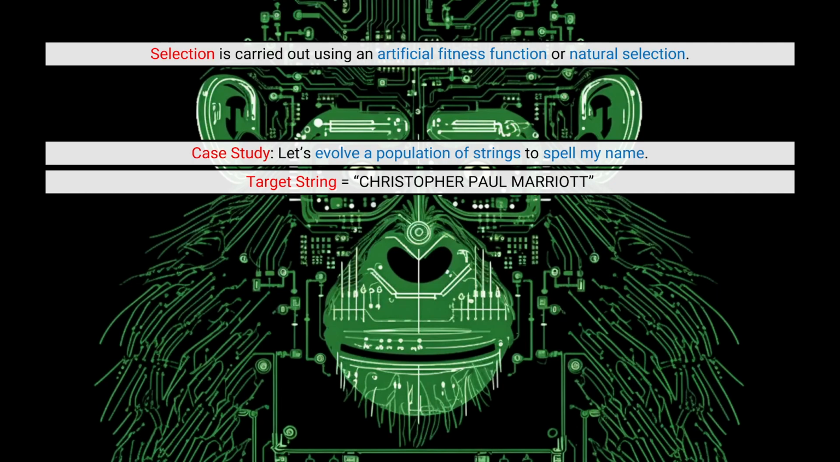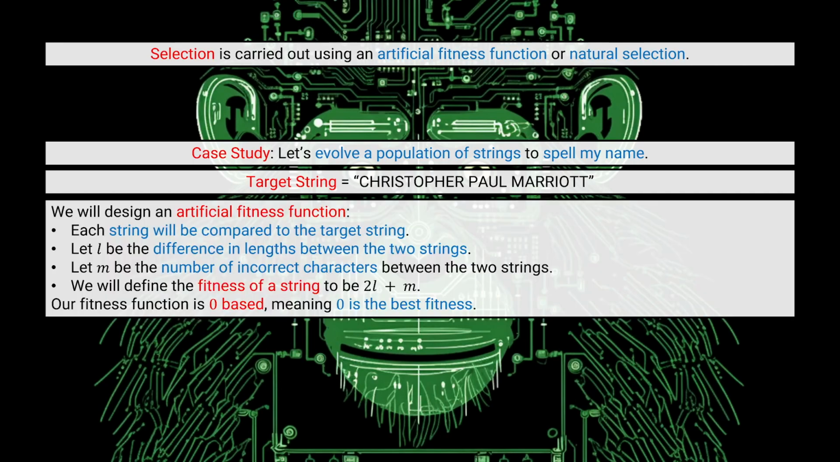So I'm going to have as a default, built into my algorithm, this string, Christopher Palmariat, as our default target string. And we're going to use this string in our fitness function to determine if other strings are close to it or not. I've come up with a method of doing that. First of all, we're going to take our string, whatever it is, and compare it to the target string, Christopher Palmariat, in two different ways. The first thing we're going to do is compare their lengths. So let L be the difference in lengths between the two strings, and by difference, I mean the absolute value here.